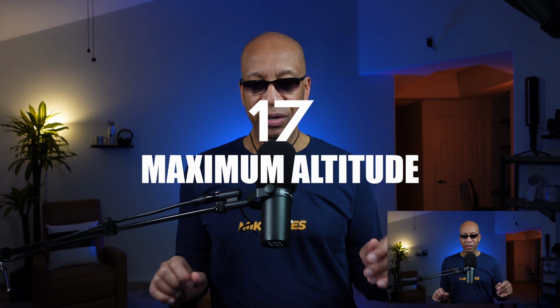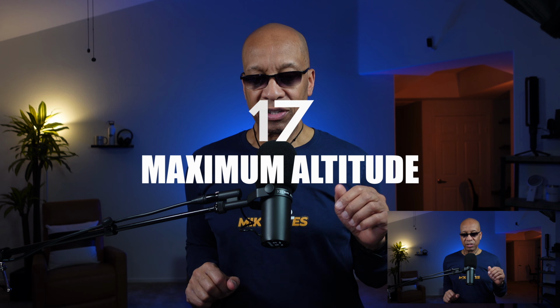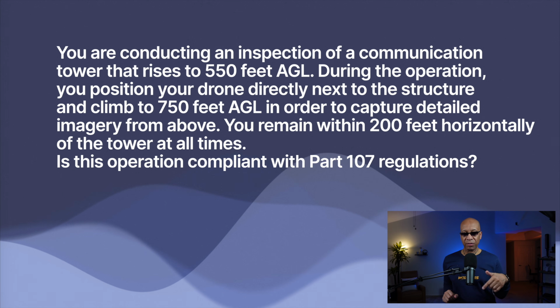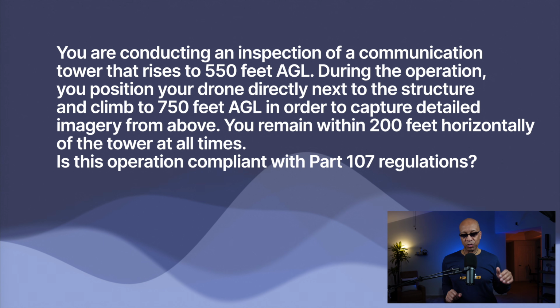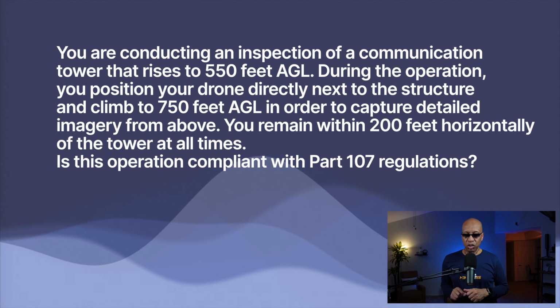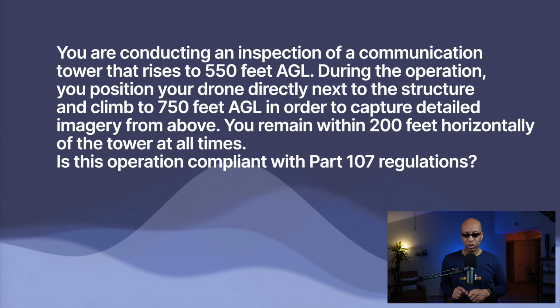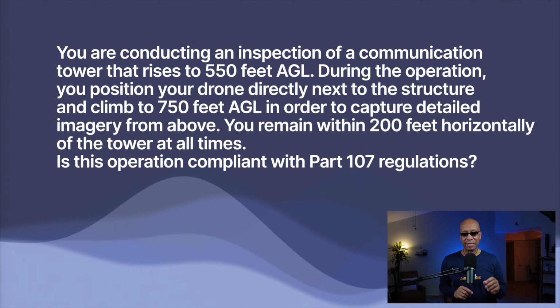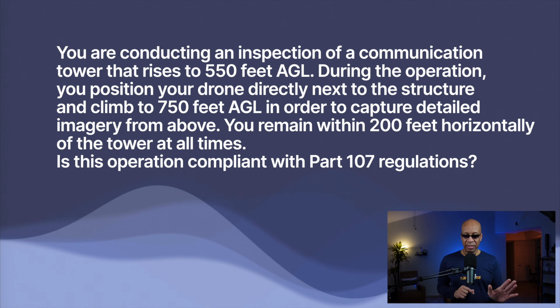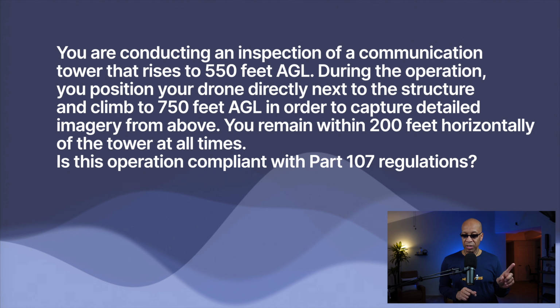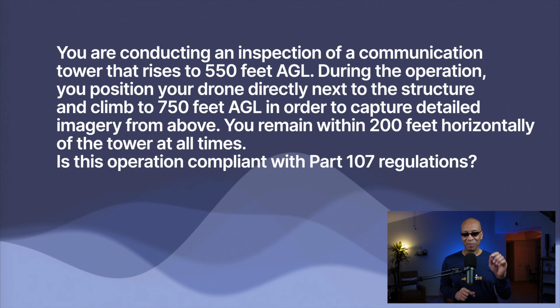Okay, FAA tricky question coming up for number 17 has to do with the maximum altitude near a structure. Let's talk about this. Here's the question. You are conducting an inspection of a communication tower that rises 550 feet AGL. During the operation, you position your drone directly next to the structure and climb to 750 feet AGL in order to capture detailed imagery from above. You maintain a distance horizontally of 200 feet away from the tower at all times. Is this operation compliant with Part 107?